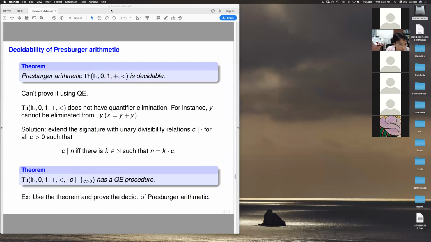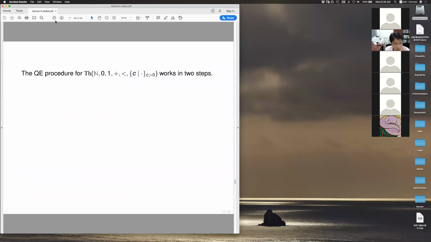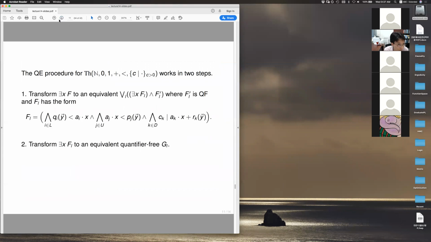It is actually quite involved. We're going to focus on quantifier elimination, and the proof has the same format as before. Assuming that we are given the formula exists x dot f, this is the input. Then we want to come up with g such that they are equivalent under this theory. This g is what we want to get.